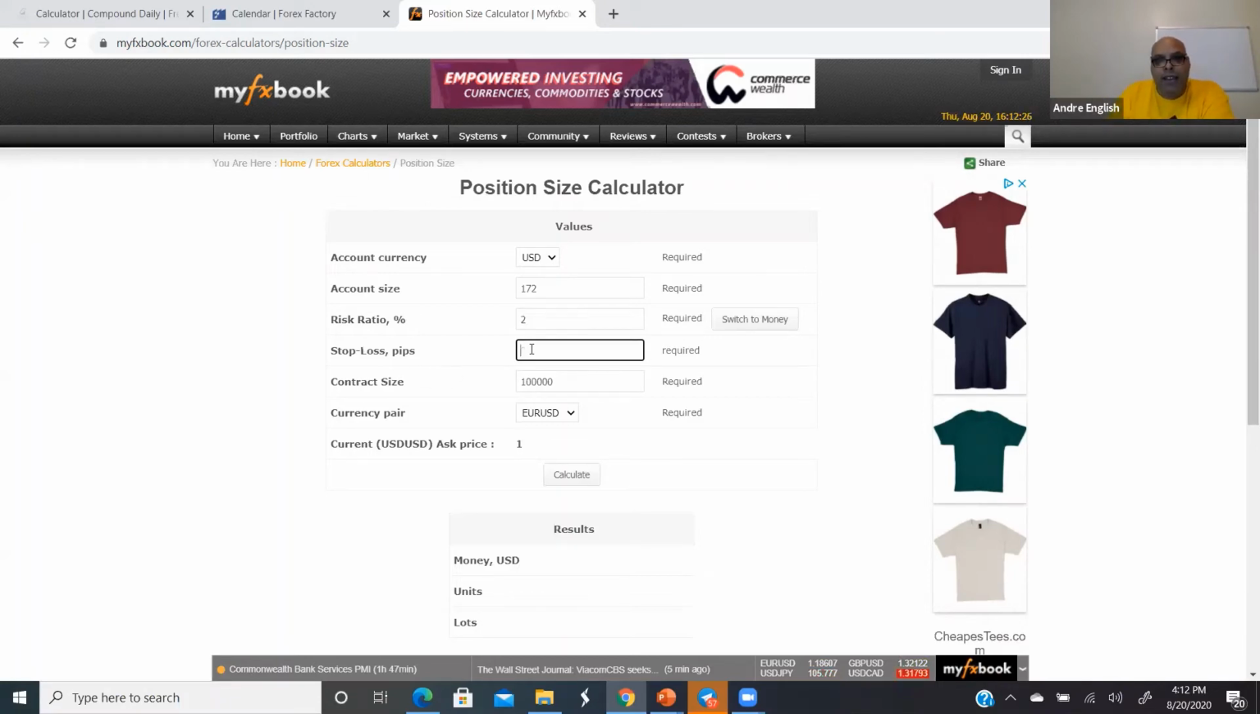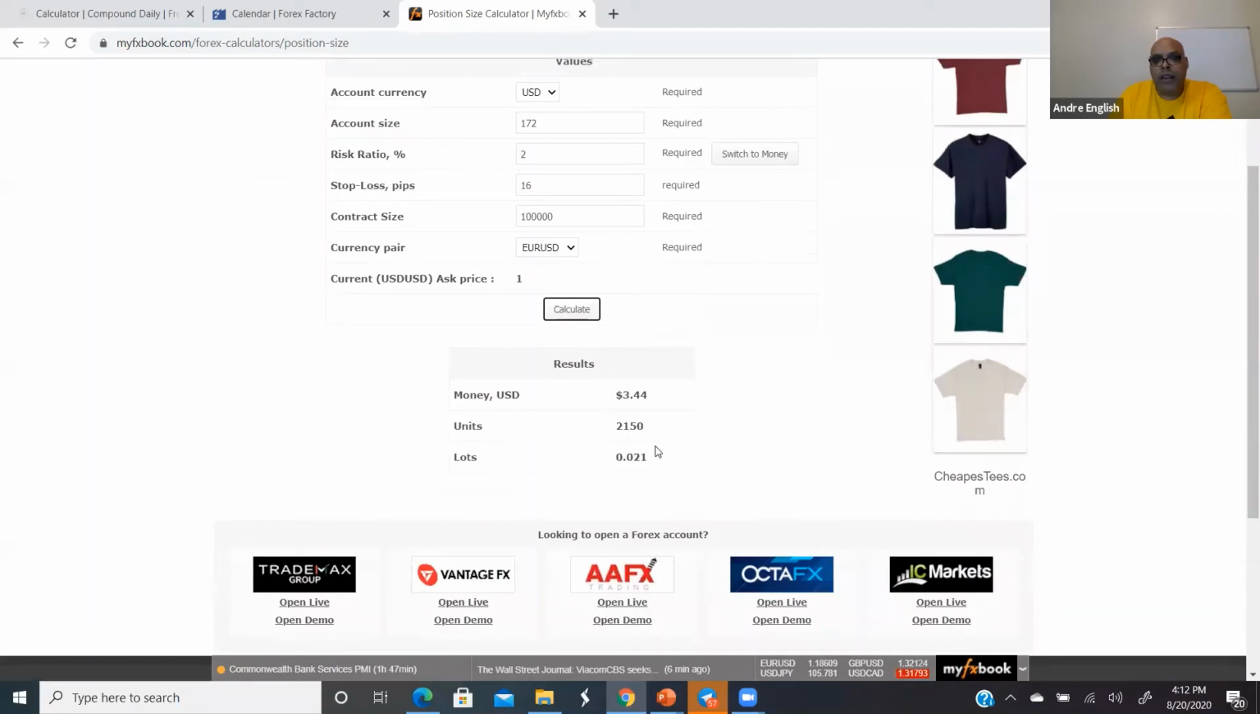And let's just say that we have calculated our stop loss in pips, and we know that we don't want to go more than 16 pips in the wrong direction on that particular trade. So we put that in, put in the currency pair that we are trading, and then we hit calculate. If we were trading EUR USD, we would see that our stop loss in terms of money would be $3.44, and the amount that we could trade in a lot size would be 0.02.